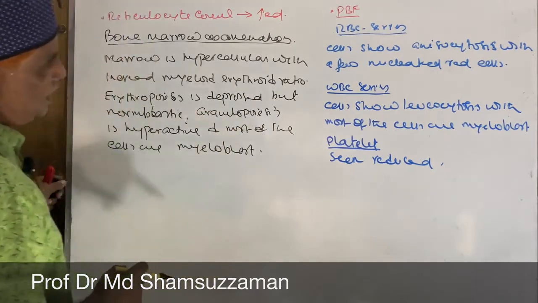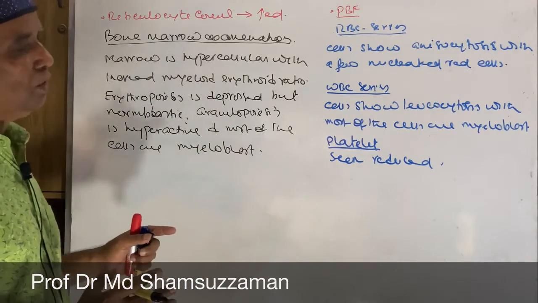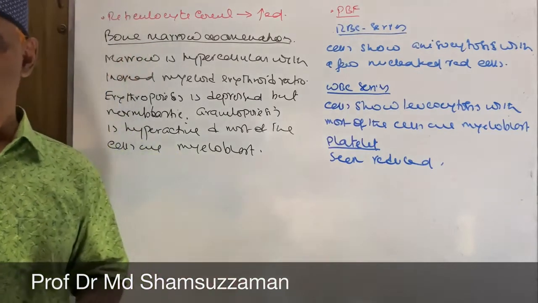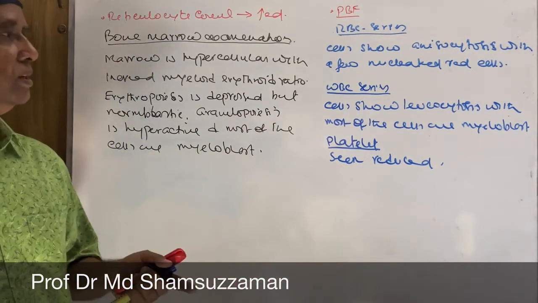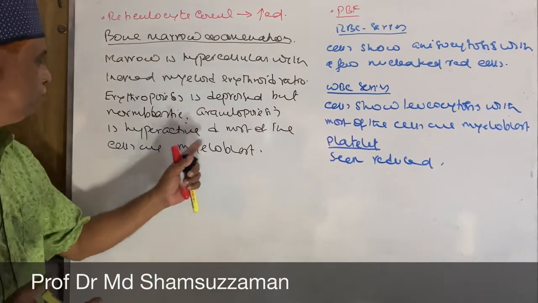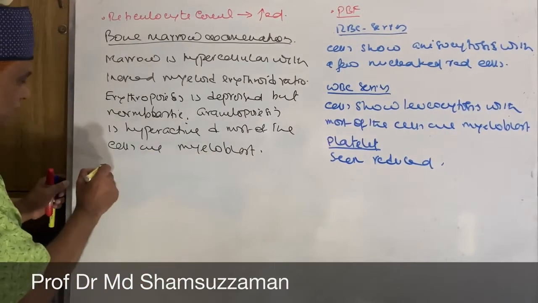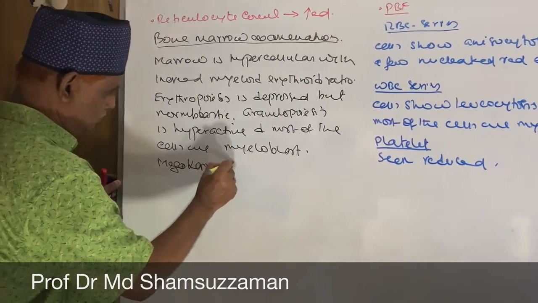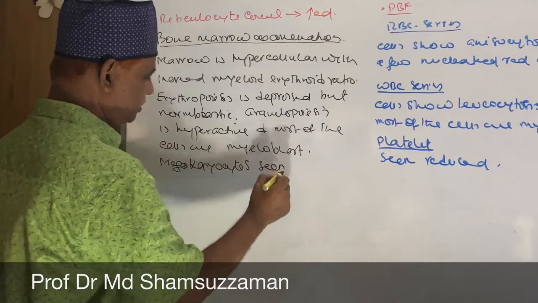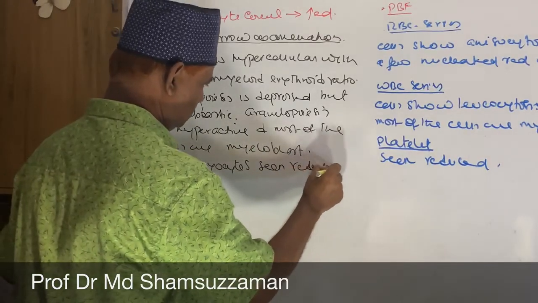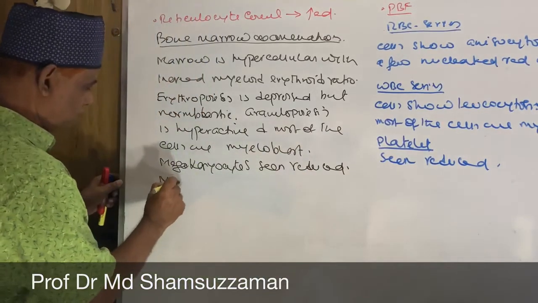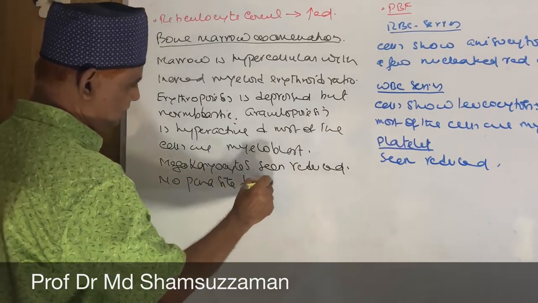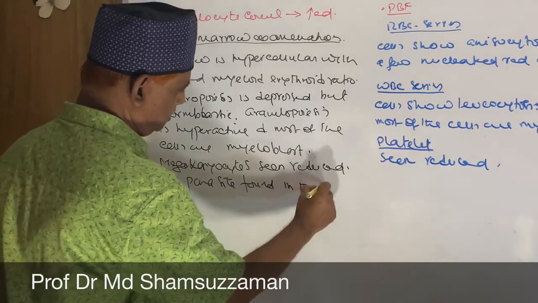Dear audience, previously I told you that to diagnose a case of leukemia, either in bone marrow or in peripheral blood, we need more than 15% cells to be blasts, immature cells. So here most of the cells are myeloblast. Then megakaryocytes are seen reduced, no parasite found in the marrow examined.